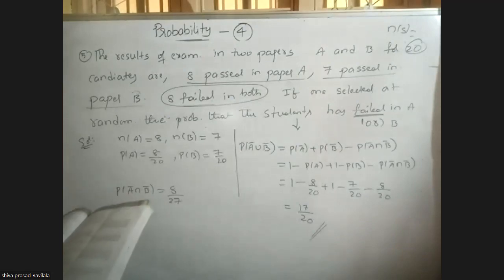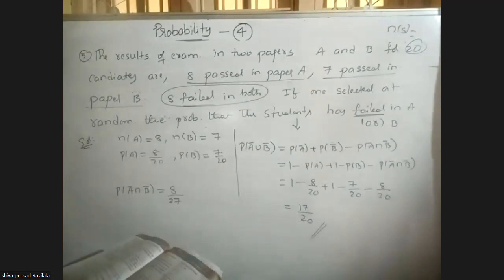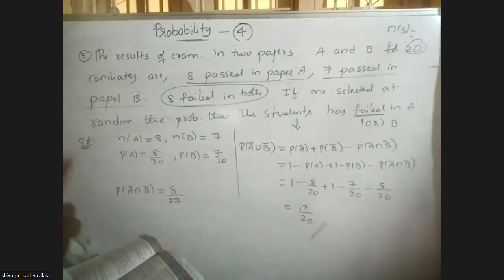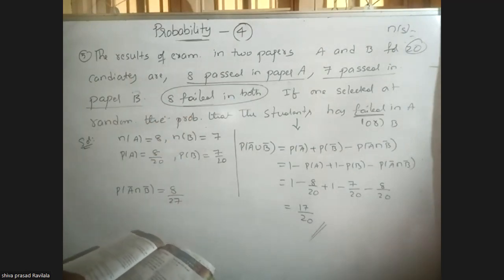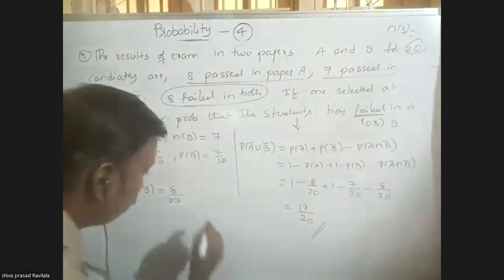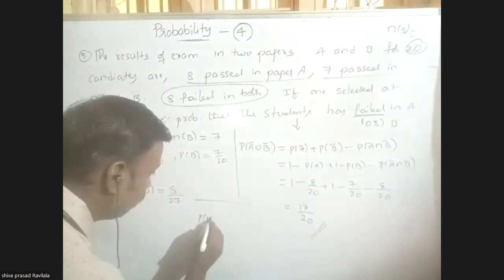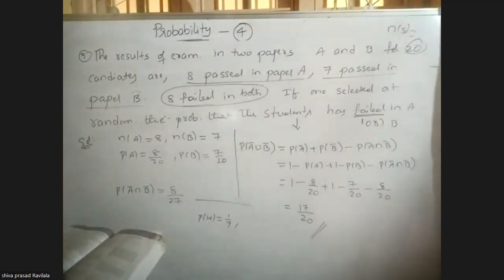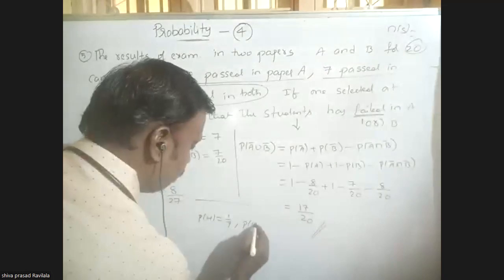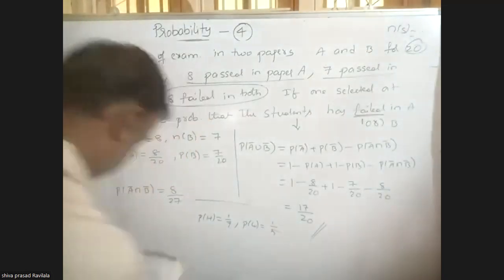Everyone, try to listen to this question. A husband and wife appear in an interview for 2 vacancies in the same post. Both husband and wife have appeared. The probability of husband selection, P of H, is equal to 1 by 7, and the probability of wife selection, P of W, is equal to 1 by 5.